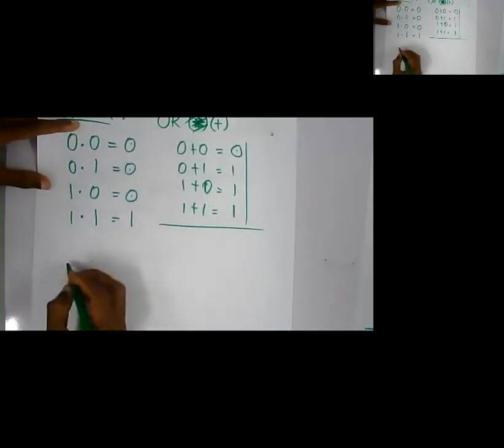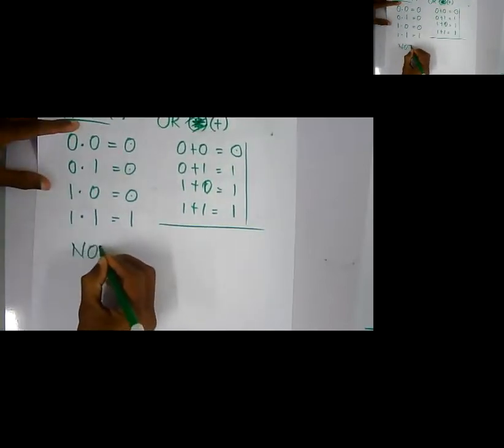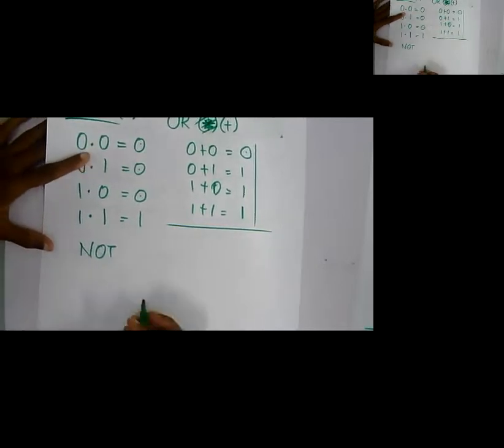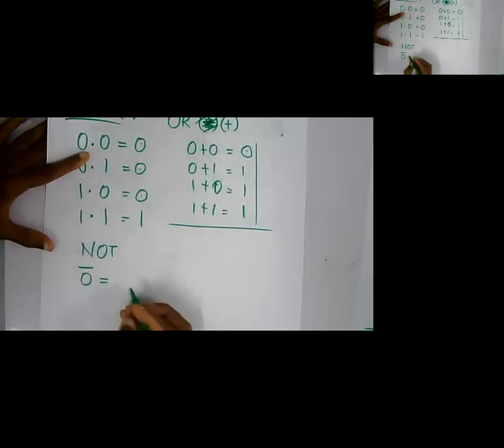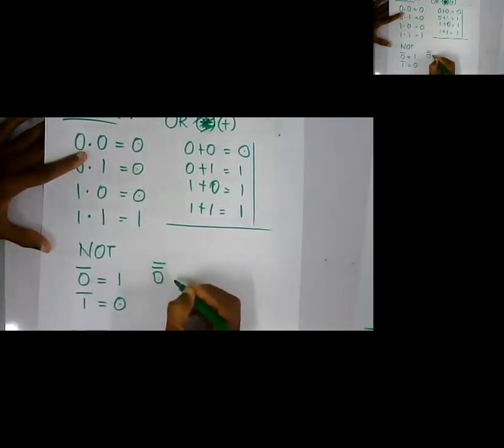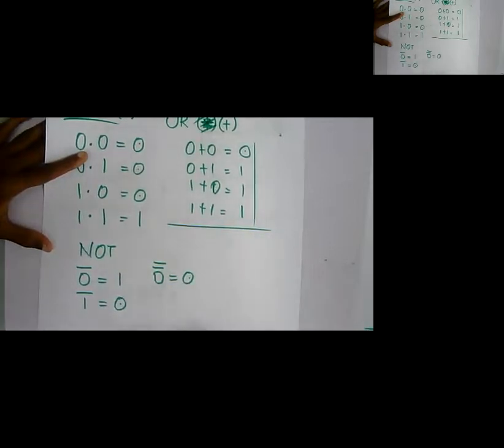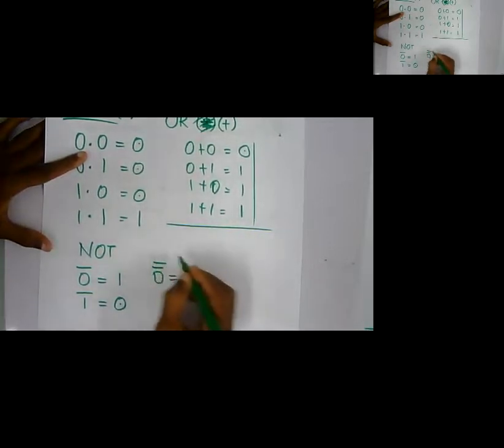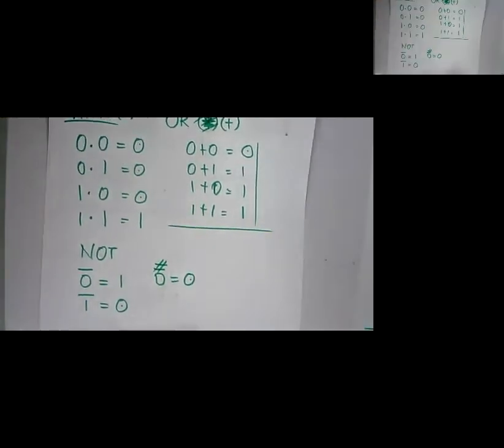And we have another operator, which is NOT. As I said earlier, we have only two values. So I can say that 0 bar, or NOT 0, becomes 1, and 1 bar becomes 0. If you have a double bar, you can remove them. 0 double bar becomes 0. If you have an even number of bars, you can simply remove them.